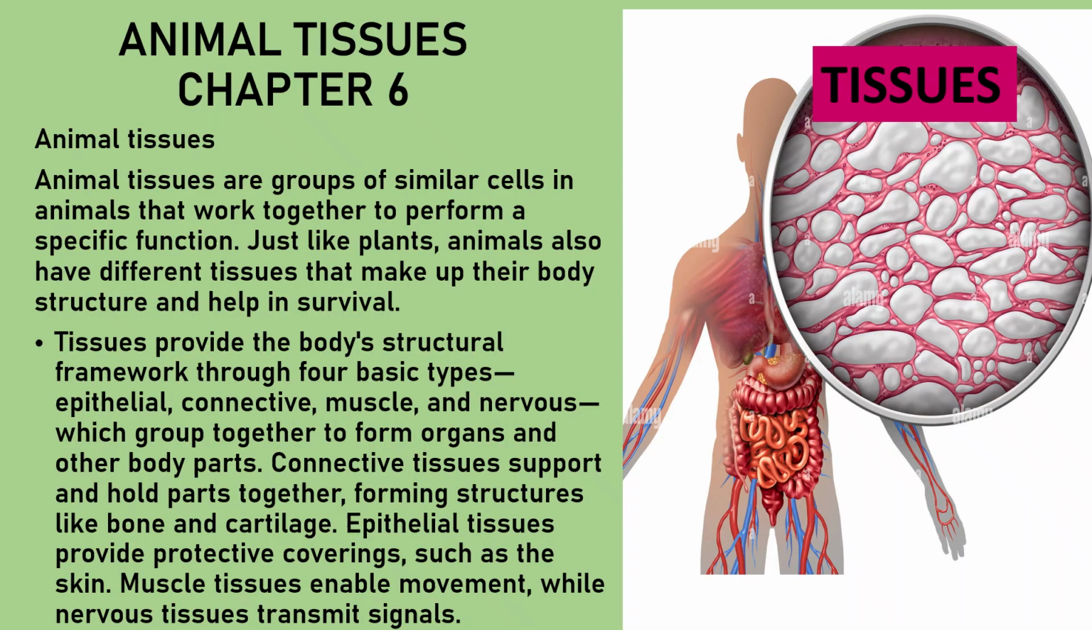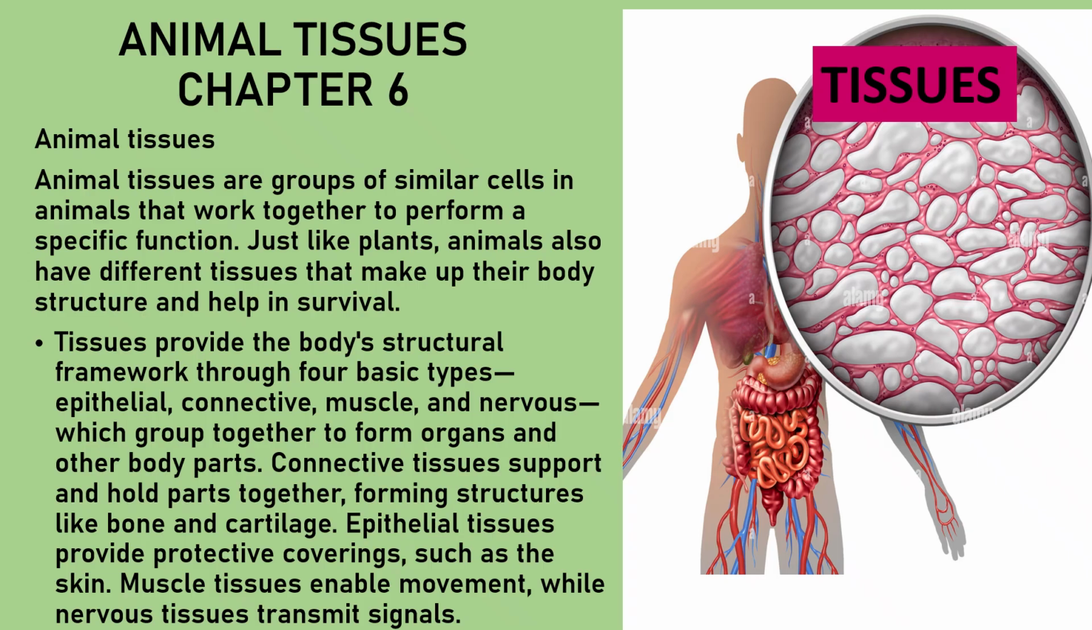Animal tissues. Chapter 6. What are animal tissues? Animal tissues are a group of similar cells, cells which are similar in structure and similar in function as well, in animals that work together to perform a specific function. Just like plants, animals also have different tissues that make up their body structure and help in survival.